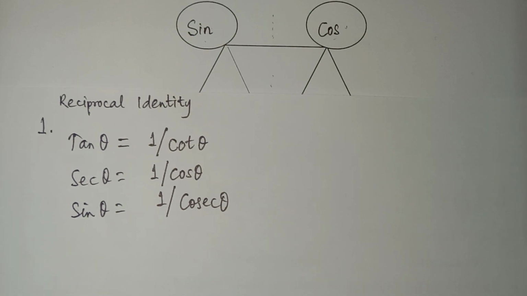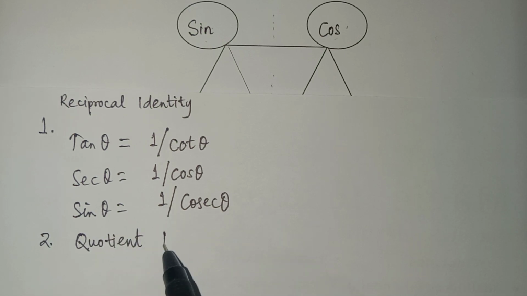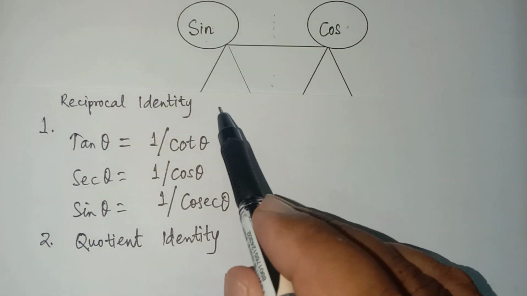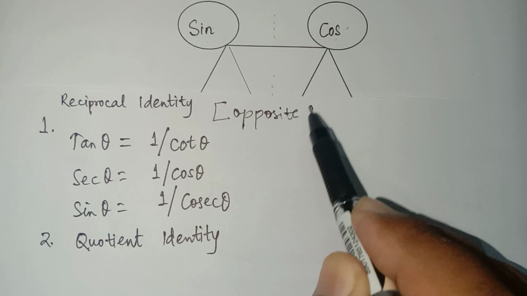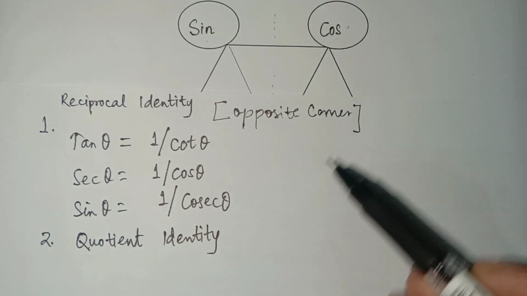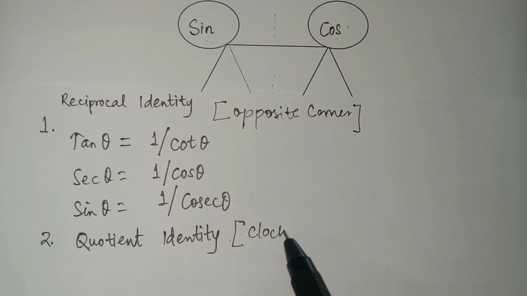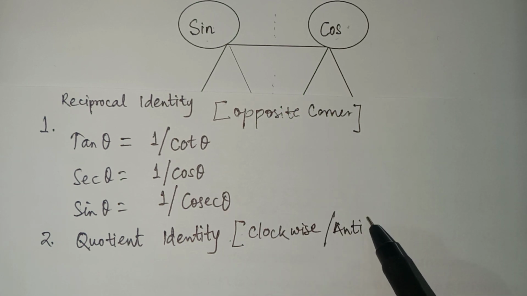Now let's check what the quotient identity will be. For the quotient identity, we just need to check, and this is the trick. This one is the opposite corner. And for the quotient identity, the trick is clockwise or anti-clockwise.